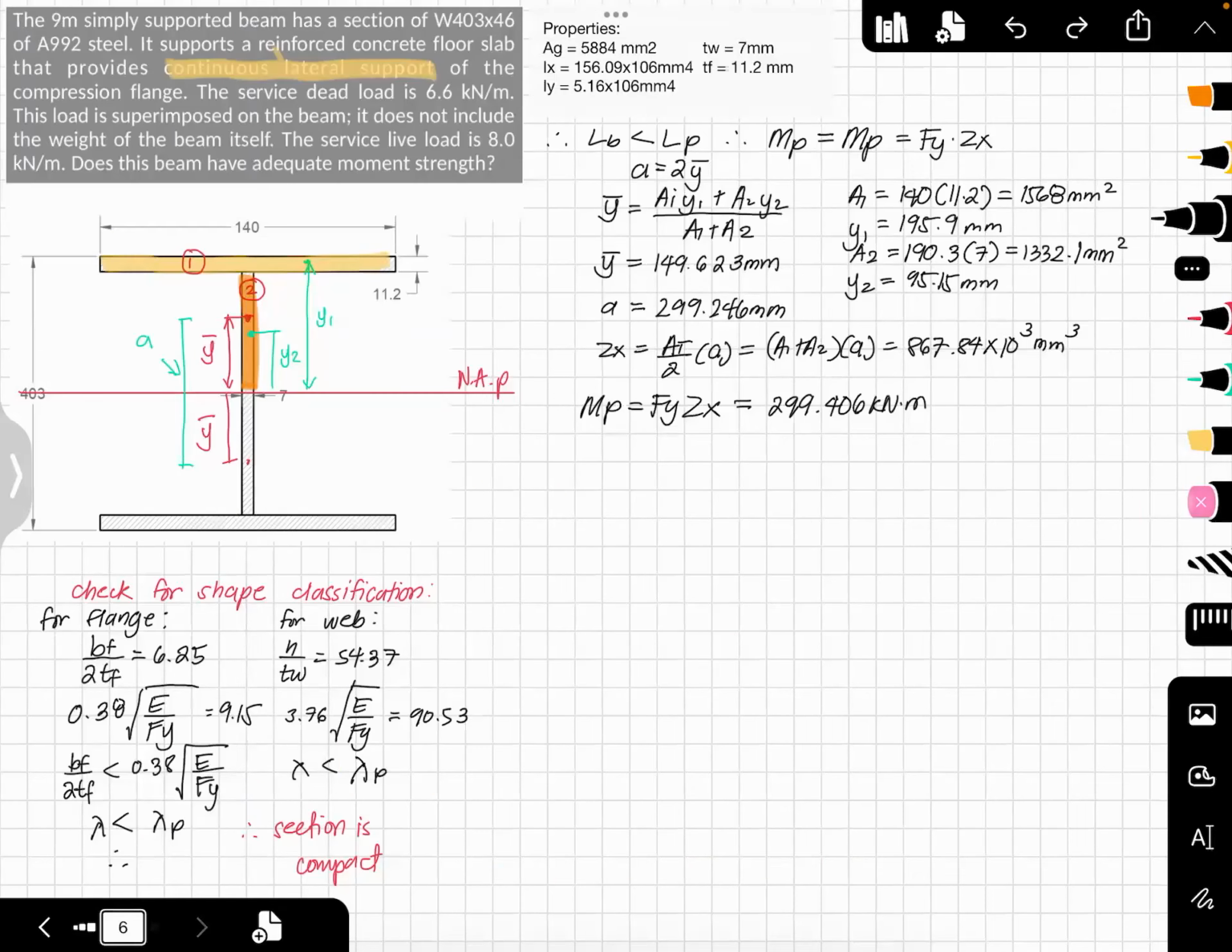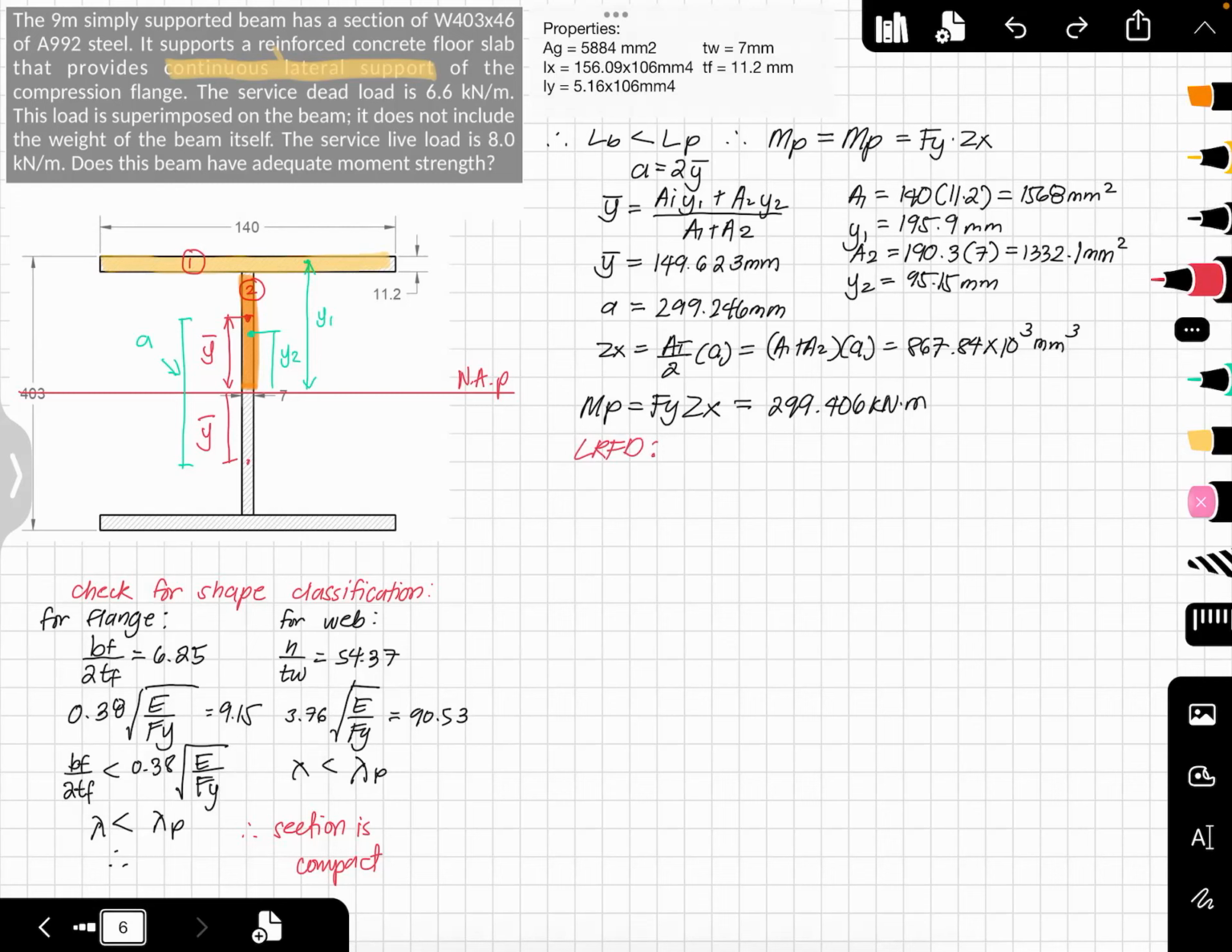So we are going to compute the factored moment of this beam, and then compare it to the plastic moment capacity of the section. Since the problem says service load, we will use multipliers. And since the question is adequate moment strength, when it is strength, we will make use of LRFD. So LRFD is used because strength is being asked.